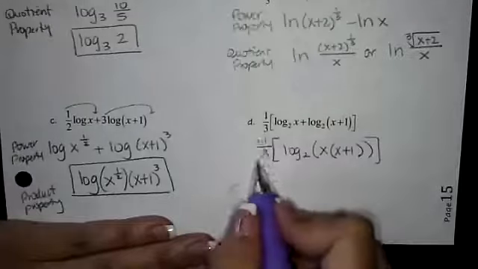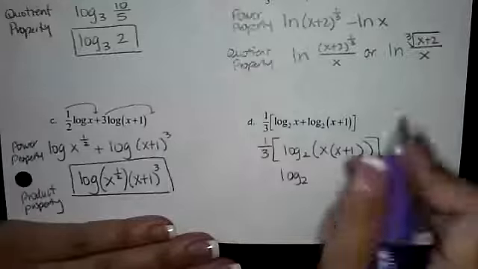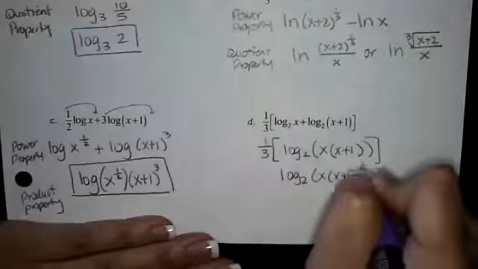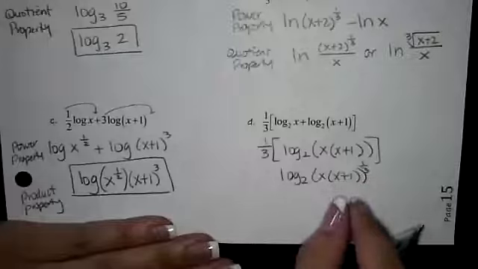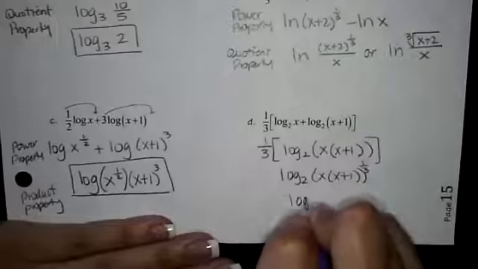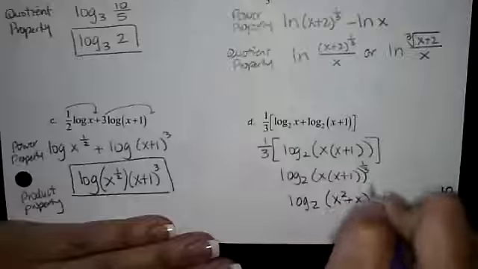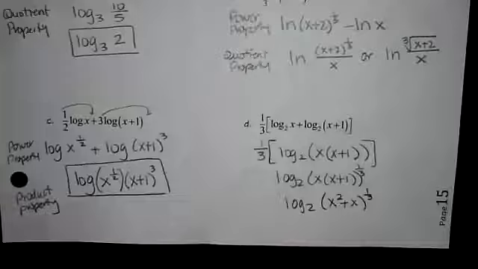And now we can take care of this 1/3. That becomes my exponent for all of this. This does have the double parentheses, which gets kind of weird. So you could go ahead and distribute the x in there and we get x squared plus x. That works as well. So either one of those could be our answer.